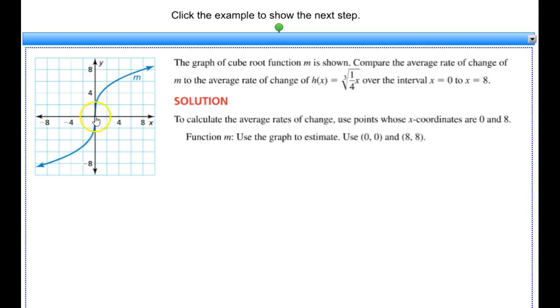So for m, I estimate using my graph. So I see at 0, I'm going to be 0. And when my x is 8, we're going to say that my y is also 8. So I'm going to use those 2 points. And I see that my average rate of change there would be 1.